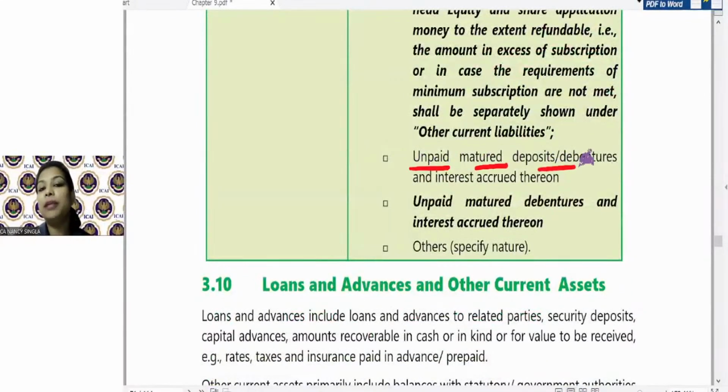Unpaid matured deposits, debentures and interest accrued. Unpaid matured debentures and interest accrued and others. अगर कोई matured deposits है या debentures है along with the interest, but these are unpaid, तो other current liabilities में आएगा. देखो simple है ना. So you may get a question कि unpaid matured debentures and interest accrued thereon ये कहाँ आएगा. So chances are there that you will write borrowings, but the answer is what? Other current liabilities. है ना. MCQ true false ऐसे आ सकते हैं ना.